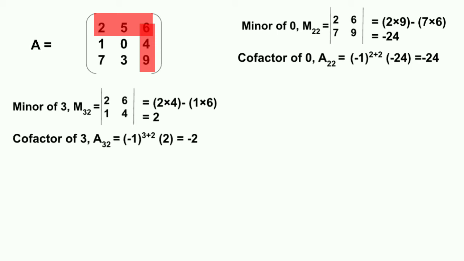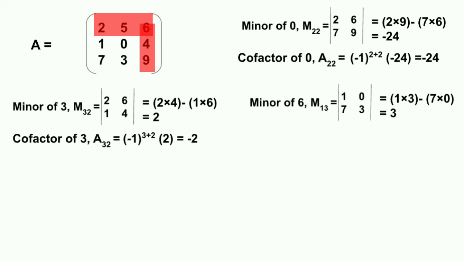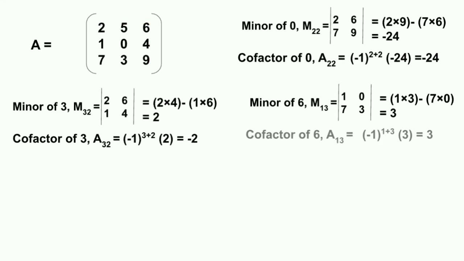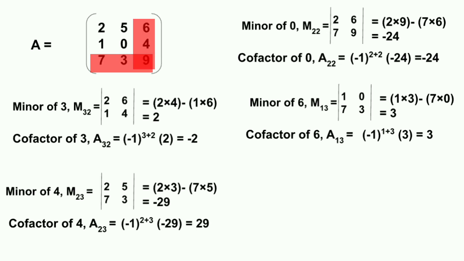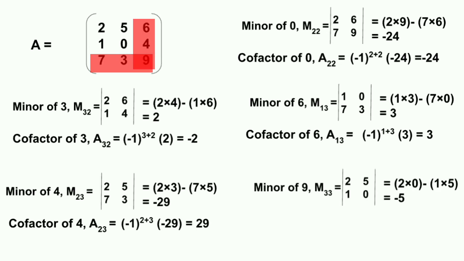For 6, we have to neglect these elements. Hence we will get the minor as 3. The addition of row and column number of 6 results in an even power of -1, so the cofactor of 6 is 3. For 4, we have to neglect these elements, and by taking the rest of the elements, we get the minor as -29. Since its position is 2, 3, the cofactor will be 29. In a similar way, we neglect these elements for 9, which gives the minor as -5. The cofactor of 9 will be -5.